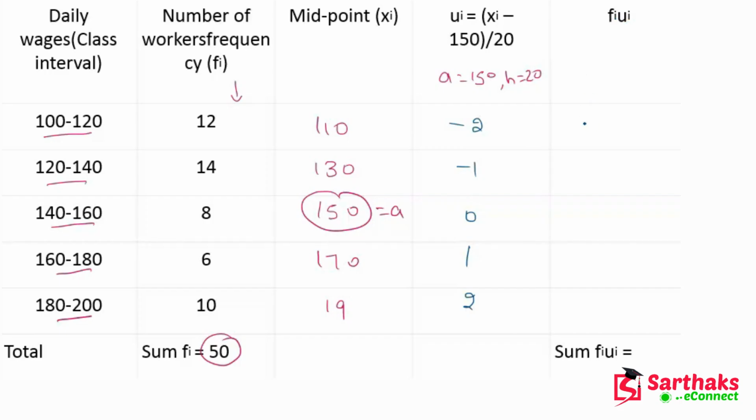Now we have to find fi ui. So now we multiply these, that is 12 into -2, 14 into -1, like this. So we get -24, -14, 0, 6 and 20. Now the summation of fi ui. We have to sum all these terms, so we get -12.